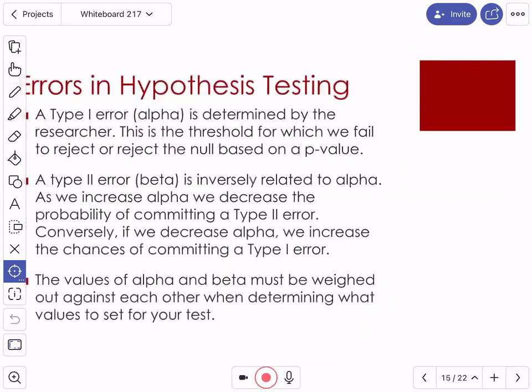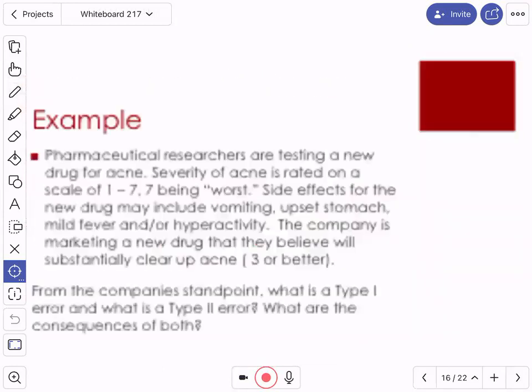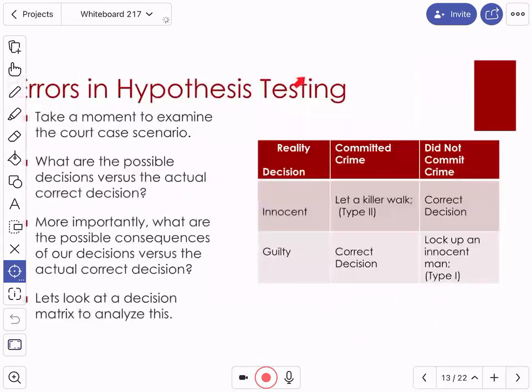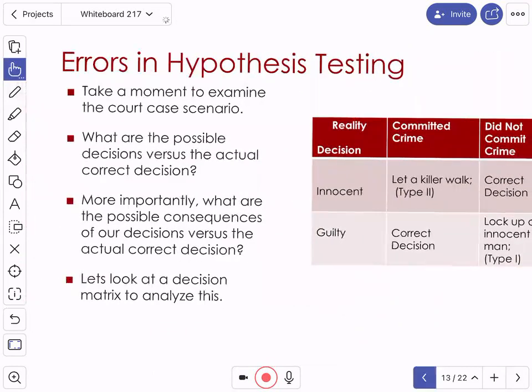So the last thing I want to talk about is going to be our errors. Here's what happens in any kind of hypothesis test. If we reject or fail to reject that a person is innocent, for instance, in court, there are two possible errors that can be made. If I reject a person's innocence and they are truly innocent, I have made an error. If I fail to reject a person's innocence and they are really guilty, I have also made an error.